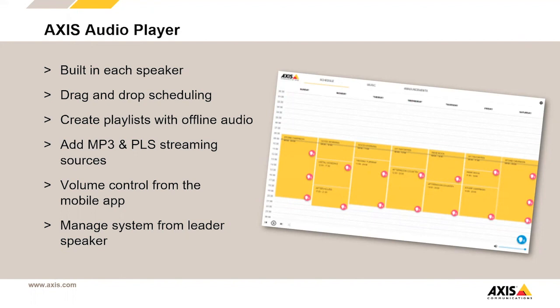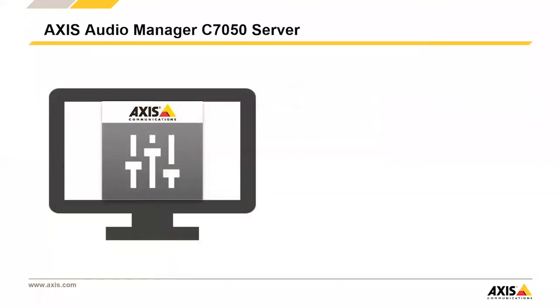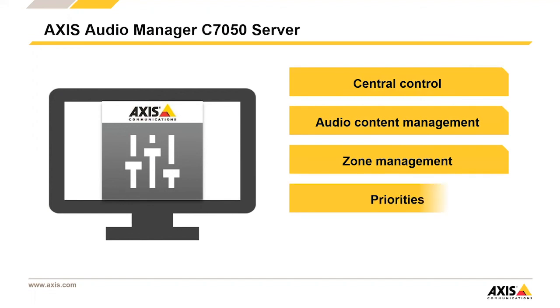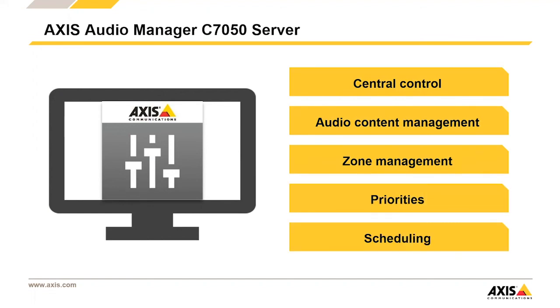Now, the Access Audio Player does go for a week at a time. So after 7 days, it'll repeat that same schedule until it sees otherwise. We're going to talk about another solution here, where if you have a larger system and you want more flexibility, you would get involved with our Access Audio Manager, which is the 7050 server. So what this does is this gives you central control, audio content management, zone management priorities, and scheduling.